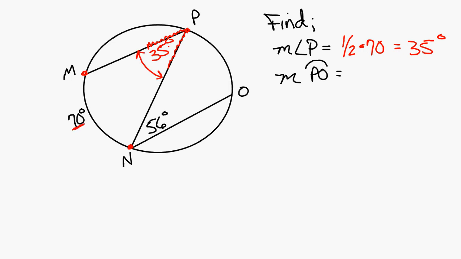Okay? So in the next question, you're asked to find the intercepted arc. The measure of arc PO. So if the angle is half of the arc, isn't the arc twice as big as the angle? You see that? So if this inscribed angle is 56 degrees, then the measure of arc PO would be 2 times 56, which is 112 degrees. So this arc would be 112. The angle is half the arc, and the arc is twice as big as the angle.